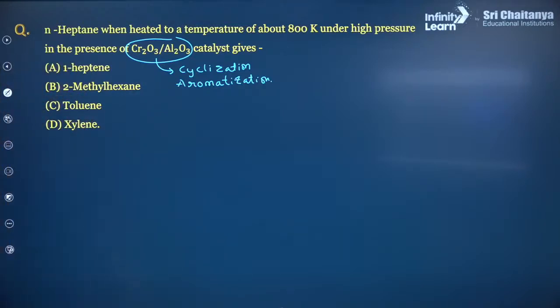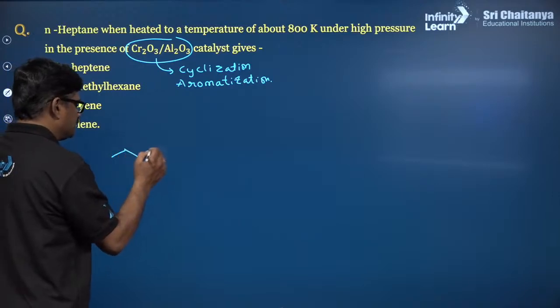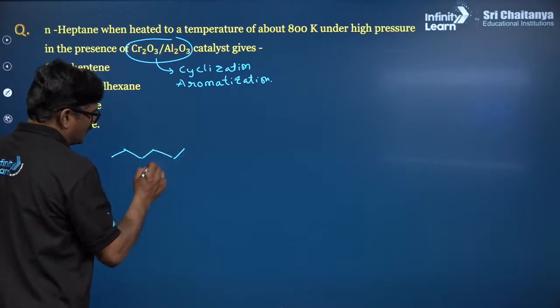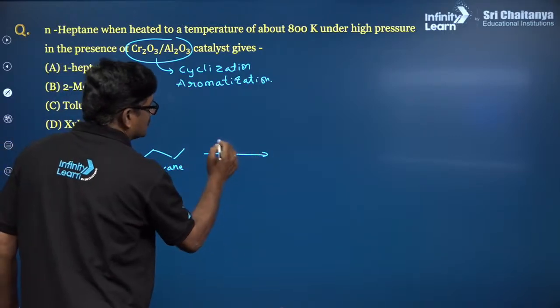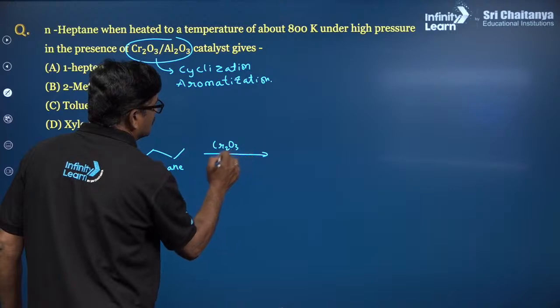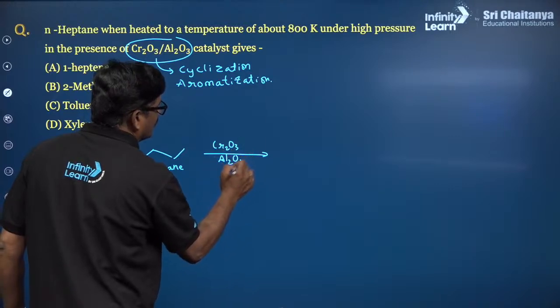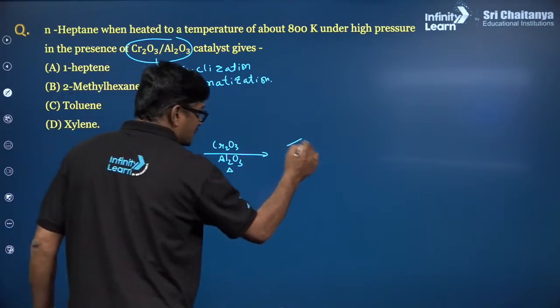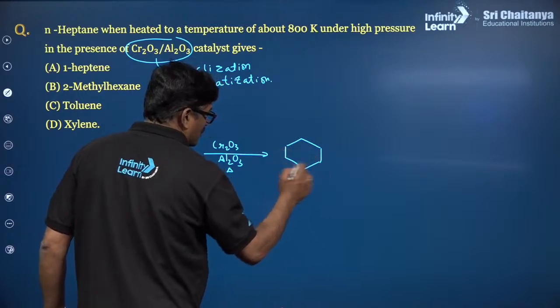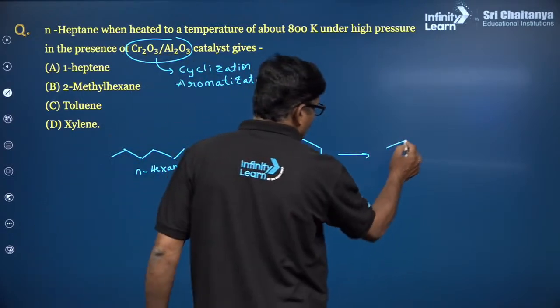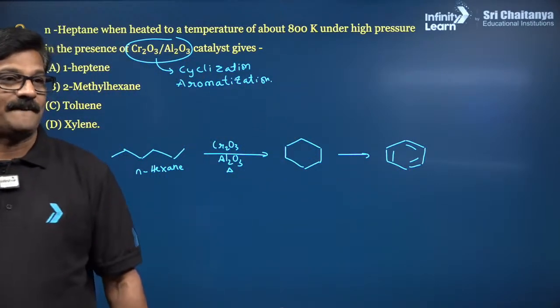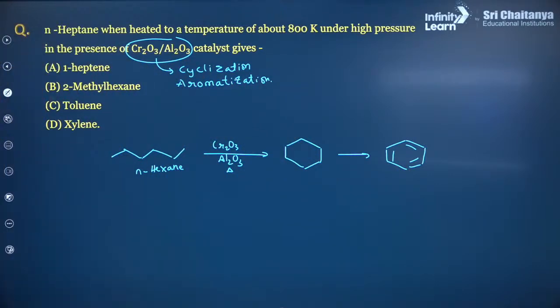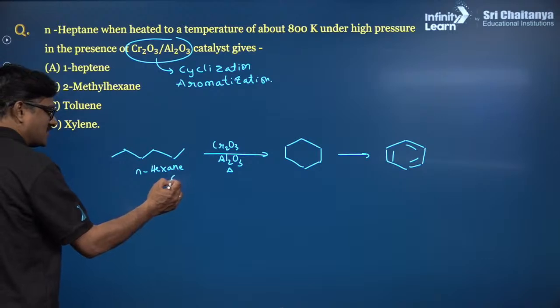When you talk about n-hexane, 1, 2, 3, 4, 5, 6, when it is treated with Cr2O3, Al2O3 and you heat it, you are going to get a 6-membered ring, which is always stable, and further it is going to give you an aromatic ring like this. Benzene is formed.